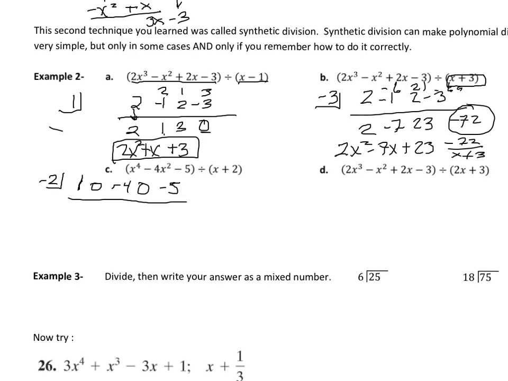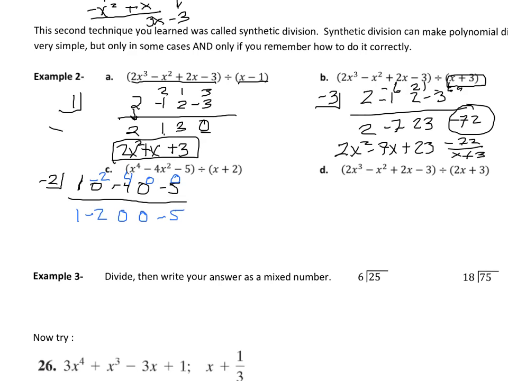Okay, so again, we bring our 1 down. 1 times -2 is -2. -2 and 0 is -2. -2 times -2 is +4. 4 minus 4 is 0. 0 times -2 is 0. That's a whole bunch of zeros coming here. That makes it easy. And then we get -5.